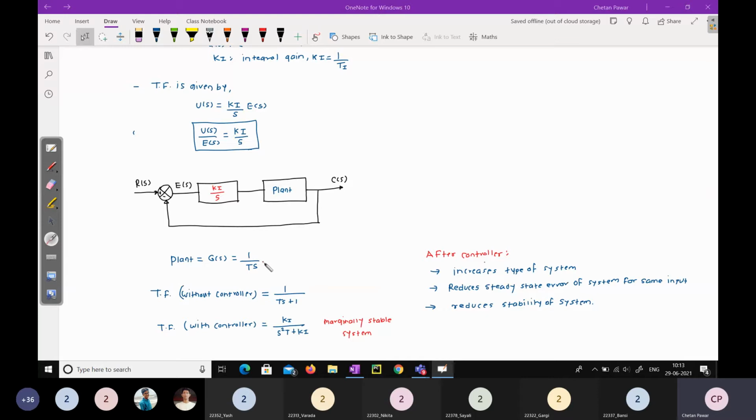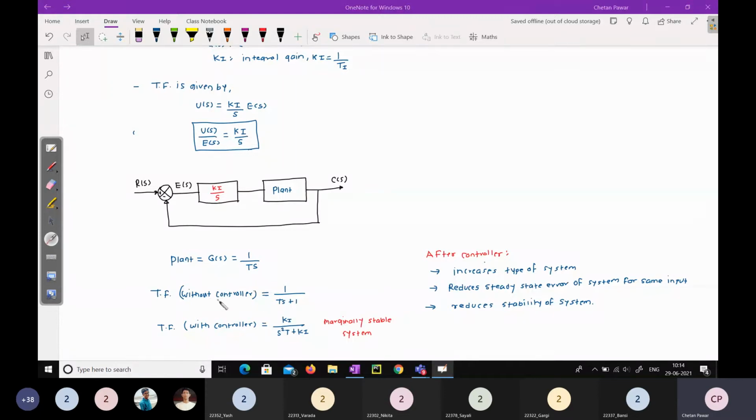But if that system becomes type 2, even for the ramp input, my steady state error will be 0. So we can say that it reduces the steady state error of the system for the same input. For a ramp input, I was getting a finite steady state error, but after inclusion of this controller, I am getting 0 steady state error. So it increases the type of the system and reduces the steady state error for the same input.